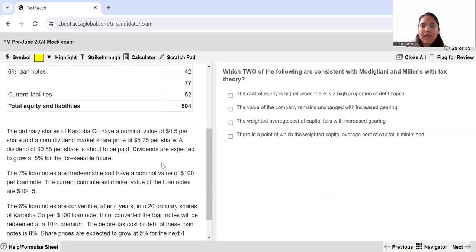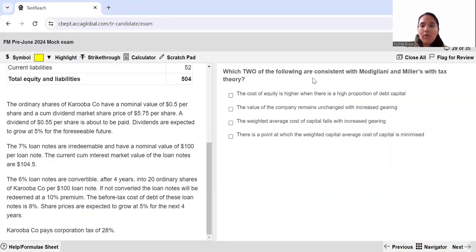this is question number 29. Which two of the following are consistent with M&M with tax theory? The first statement says the cost of equity is higher when there is a high proportion of debt capital. This is absolutely correct, because when you're increasing the proportion of debt, the company gets more financially risky, hence the equity shareholders need to be compensated for the increased risk that they are taking. So the cost of equity also rises.